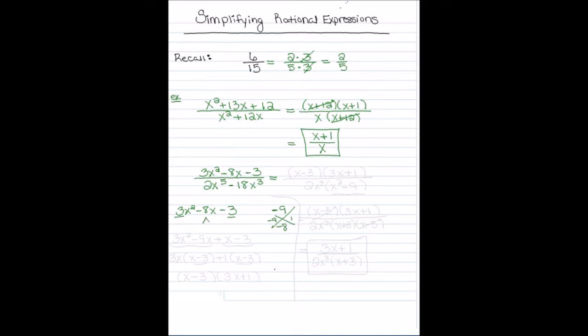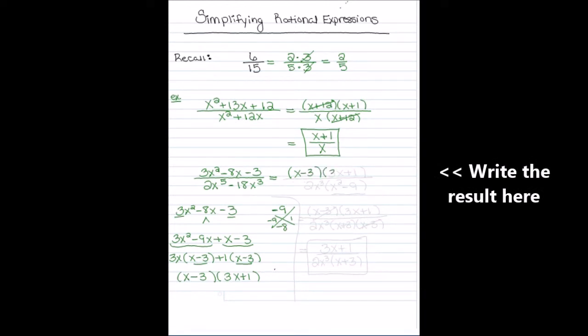This is our AC method. And those two numbers are going to be negative 9 and 1. So I'm going to rewrite my polynomial using negative 9 and a 1 for my middle term. And then I do factor by grouping. Now, once I'm complete with factor by grouping, I'm left with x minus 3 and 3x plus 1. So I'm going to write this back in my rational expression for the numerator.